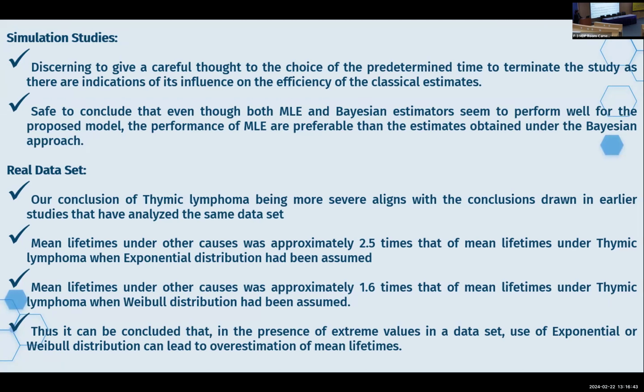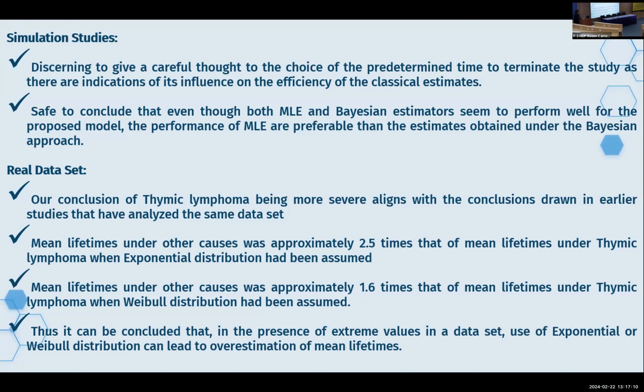Also, from the real data set, we can conclude that thymic lymphoma being more severe aligns with the conclusions drawn in earlier studies that have analyzed the same data set. Also, we observed that the mean lifetimes under other causes was approximately 2.5 times that of the mean lifetimes under thymic lymphoma when exponential distribution was considered.